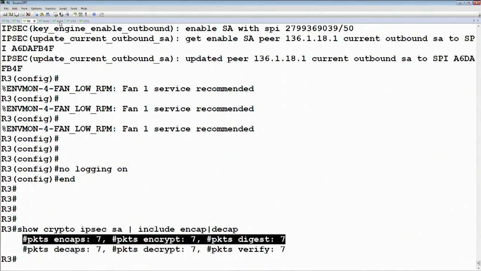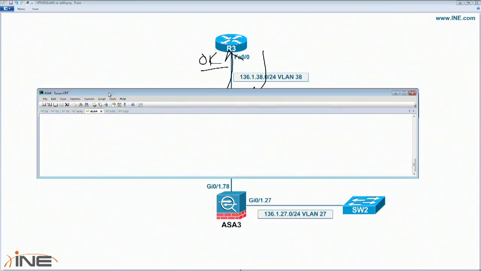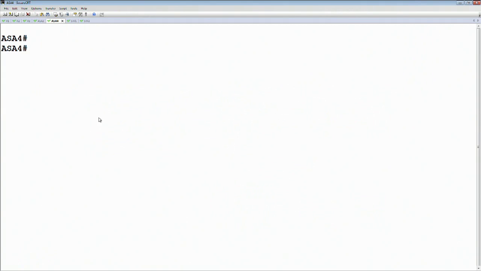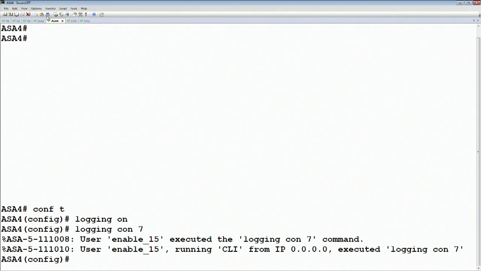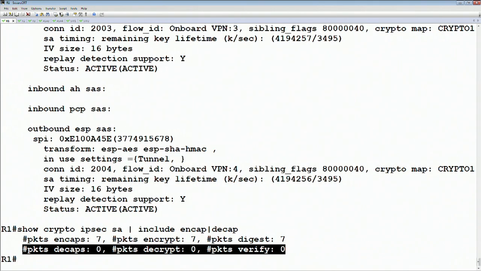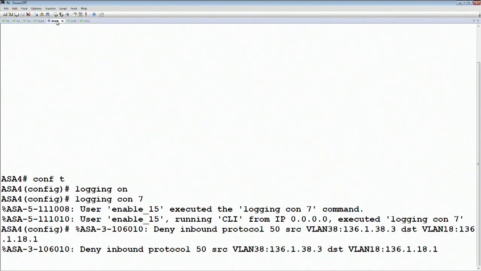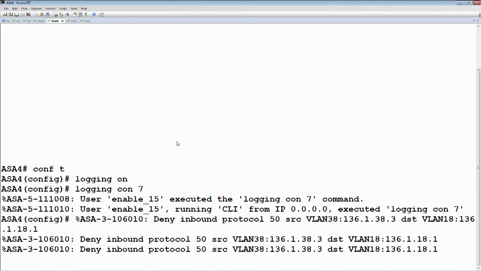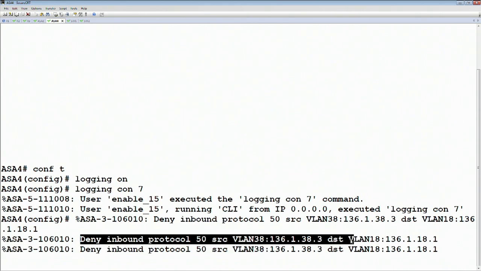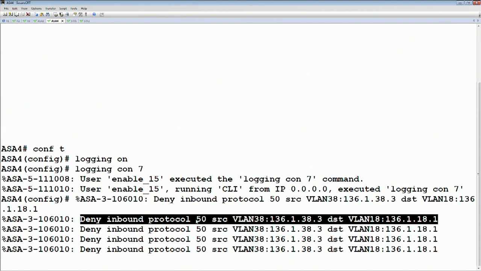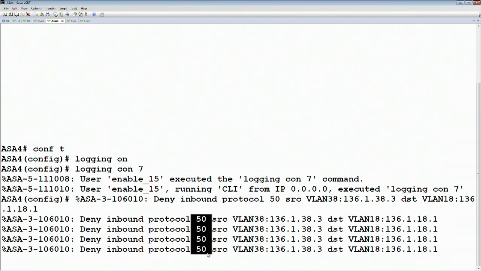Now if we were to look at the ASA, let's go to ASA 4, which is the one in the middle, and let's turn logging on, logging to the console at level 7. And on router 1, let's try to actually send the packets. The ASA says it's denying inbound protocol number 50 coming from router 3 going to router 1, which in this case is our ESP.